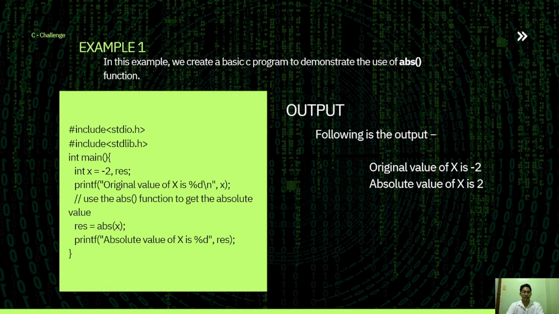So in this example, we create a basic C program to demonstrate the use of the ABS function. For the original value, this is the code. The output is: the original value of x is -2. Because we need it to become an absolute value, which should be positive, we get: the absolute value of x is 2.